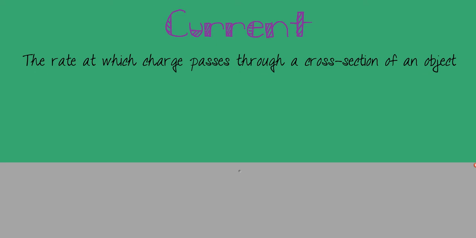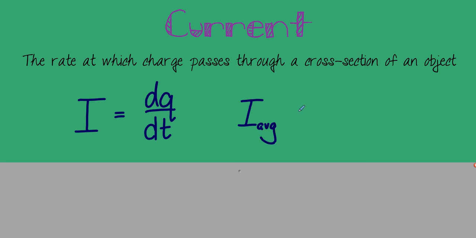Now we know anytime we see that phrase, the rate at which, that means that we're going to be expressing our equation in terms of a derivative. So current, which uses a capital letter I, can be expressed as the derivative of charge with respect to time. This can be used regardless of whether current is constant or not. But quite often, when current is constant, or if we're looking for an average current, we'll use the change in charge divided by the change in time.